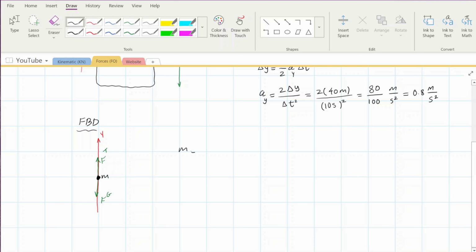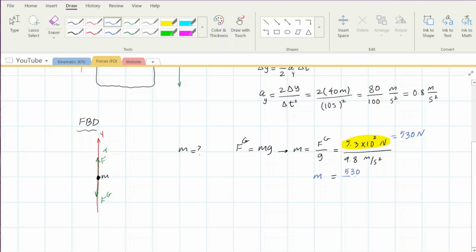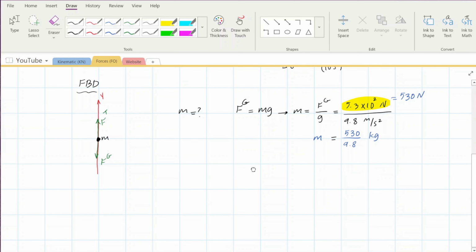Here we don't know the mass of the person in kilogram. So I'm going to convert that 5.3 times 10 to the 2 to kilogram by dividing it by g, the Earth's gravitational acceleration, 9.8 meters per second squared. Alright, so the mass of the person is 530 divided by 9.8 kilogram.